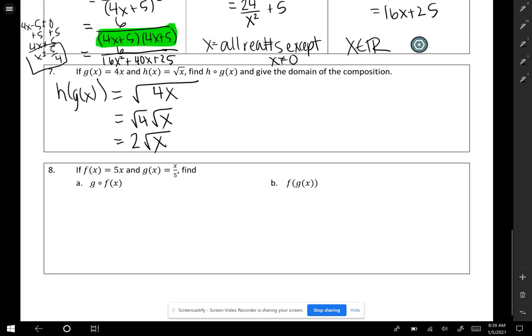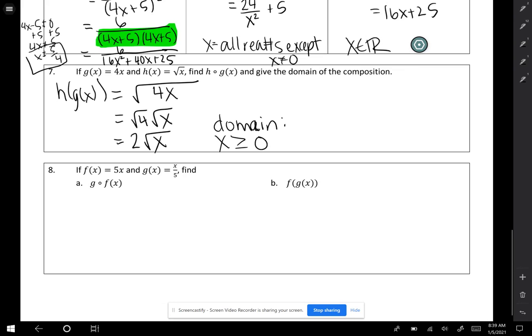For the domain, when you have the square root of x, you can't find the square root of a negative number. So x has to be greater than or equal to 0 for your domain. And that's it for number 7.